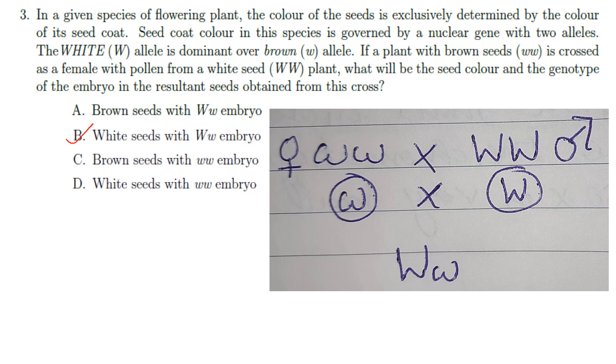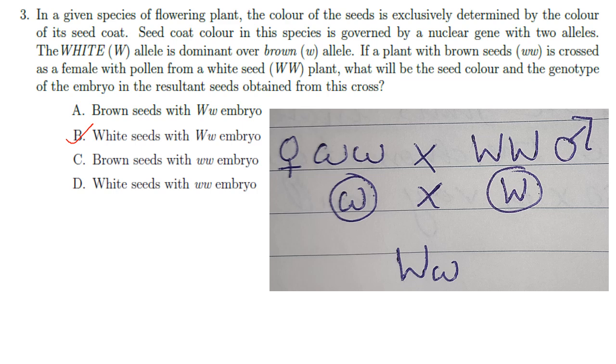Coming to the next question. In a given species of flowering plants, the color of the seeds is exclusively determined by the color of its seed coat. Seed coat color in this species is governed by a nuclear gene with 2 alleles. The white, capital W allele is dominant over the brown, small w allele. If a plant with brown seed, small w, is crossed as a female with pollen from a white seed, capital W plant, what will be the seed color and the genotype of the embryo in the resultant seeds obtained from this cross?